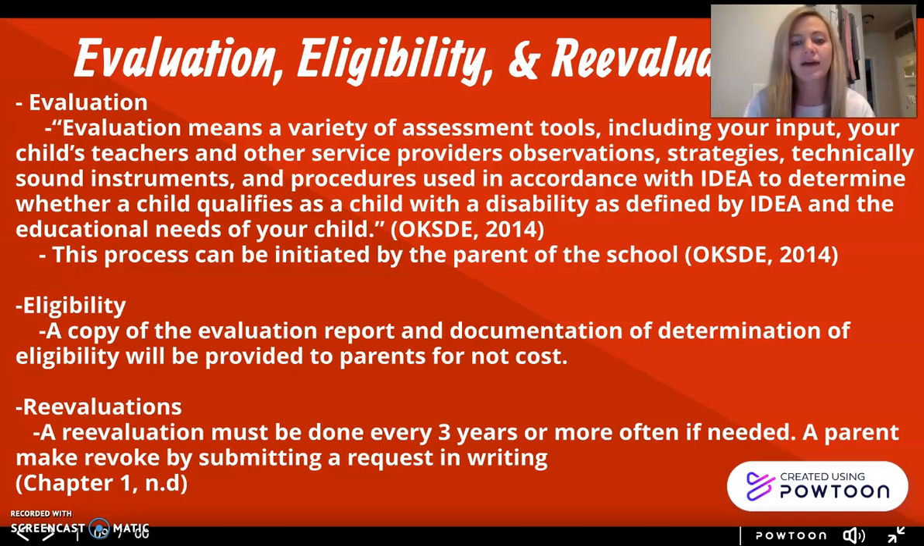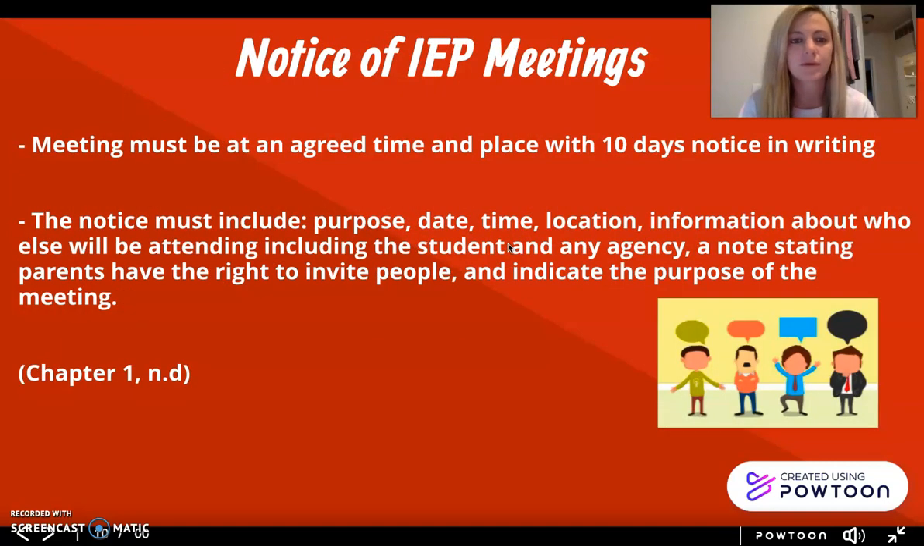And on top of that, it's the documentation that states if they're determined for that eligibility and basically why or why not. Reevaluations must be done every 3 years or more often if needed or desired. A parent may revoke by submitting a written request.